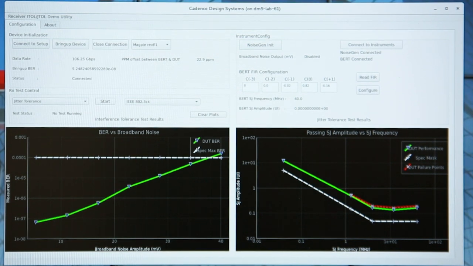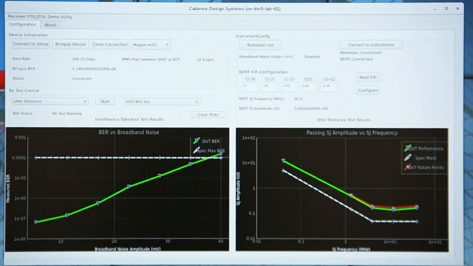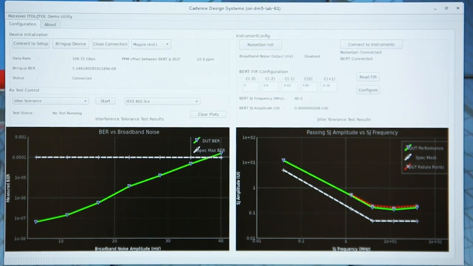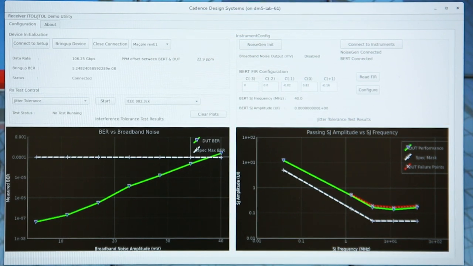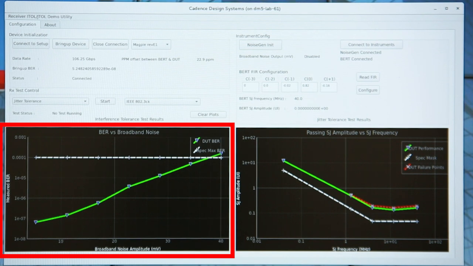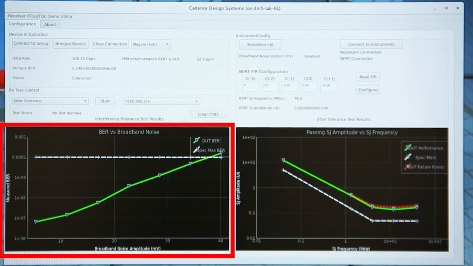Sinusoidal jitter versus SJ frequency JTOL mask is shown in a dotted line curve. Receiver jitter tolerance at 106.25 gigabits per second PAM4, green curve, is passing the specs with excellent margin. RX interference tolerance has 90% additional margin beyond IEEE 802.3ck specs requirement.